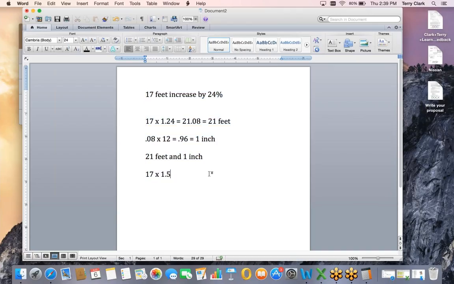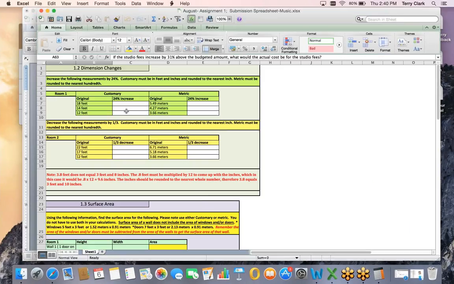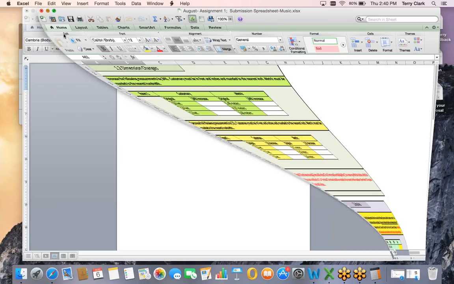Okay. So say for instance you're increasing something by 32%. Well, you still have the 1. So if you go 1.32, that'll give you the whole number that you started with as well. All right, so let's look at the meters, because we've got to convert those too. Now, the meters are saying that we have to round those to the nearest hundredth.